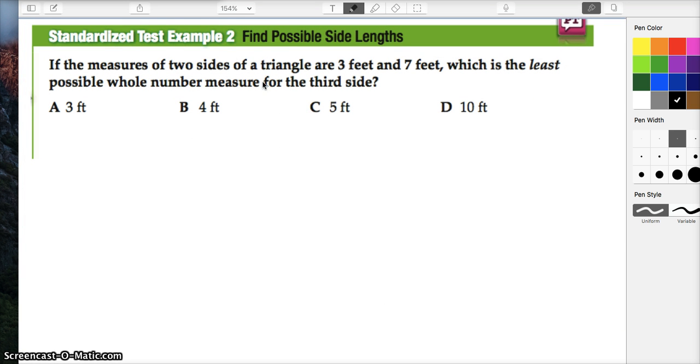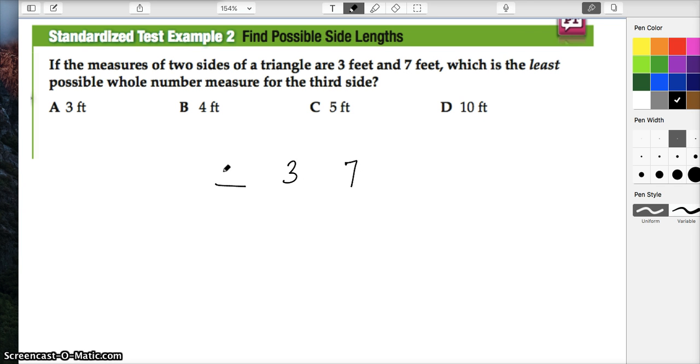If the measure of two sides of a triangle are 3 feet and 7 feet, which is the least possible whole number for the third side? So we've got 3 and 7, and we need another side that's going to be the least possible whole number. Remember that whatever this number is, when I add it to the small number, 3, it has to be bigger than 7.